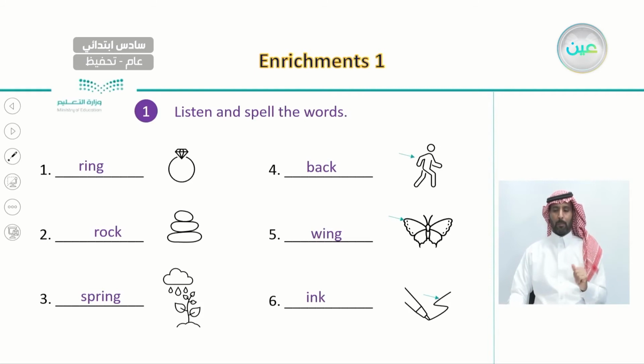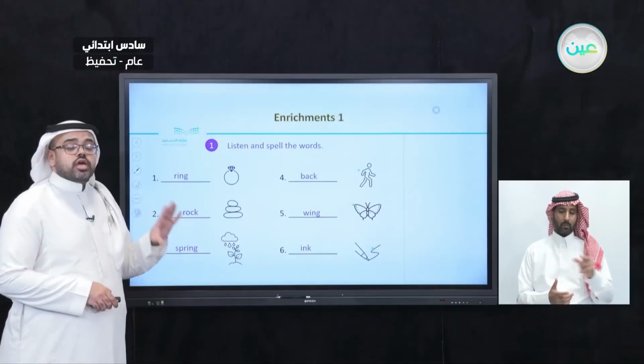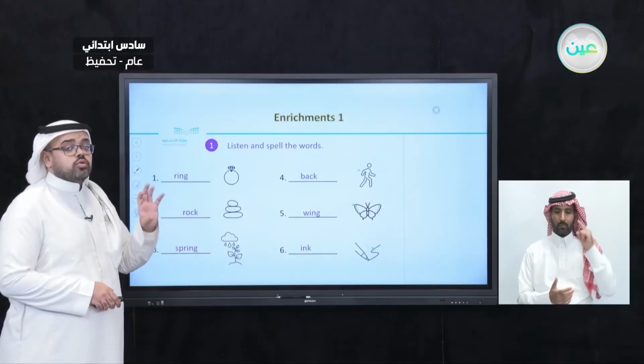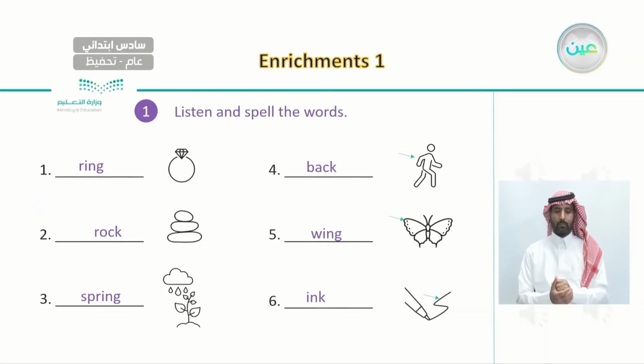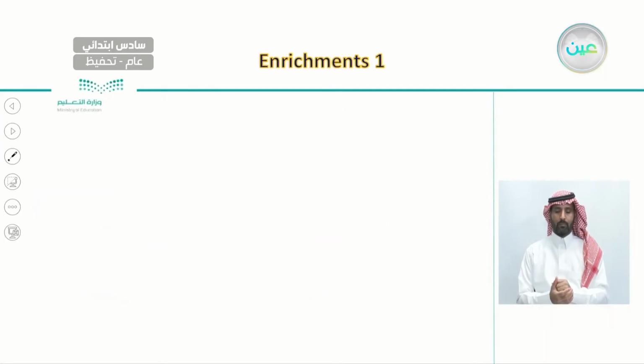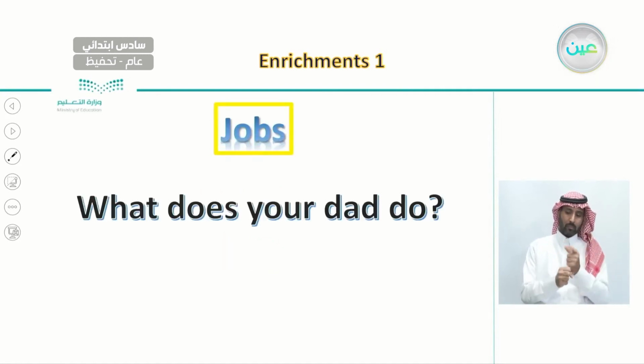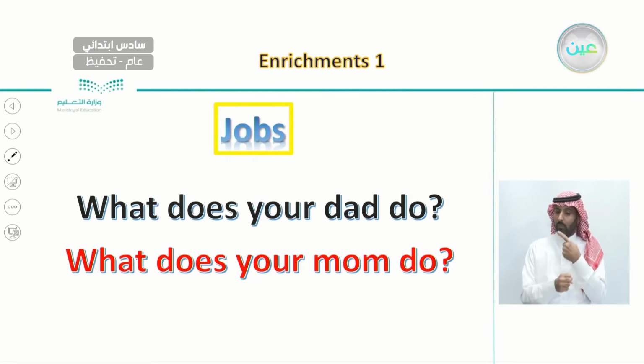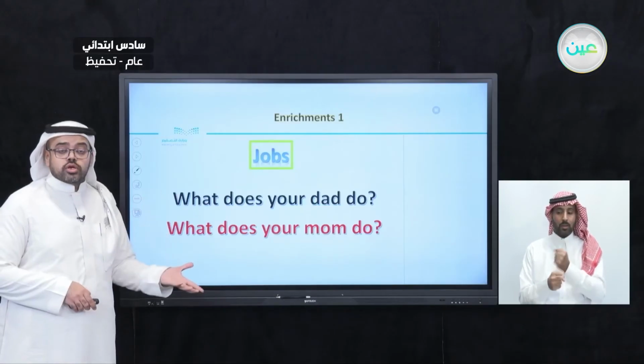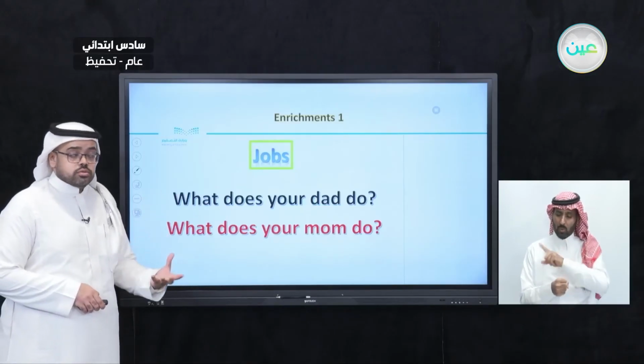So these words have different letters and also different sounds, though they seem similar to each other. And after this, we had the sixth unit, which is called jobs. In this unit, we talked about what your dad does and what your mom does, when we talk about the work that our parents do.